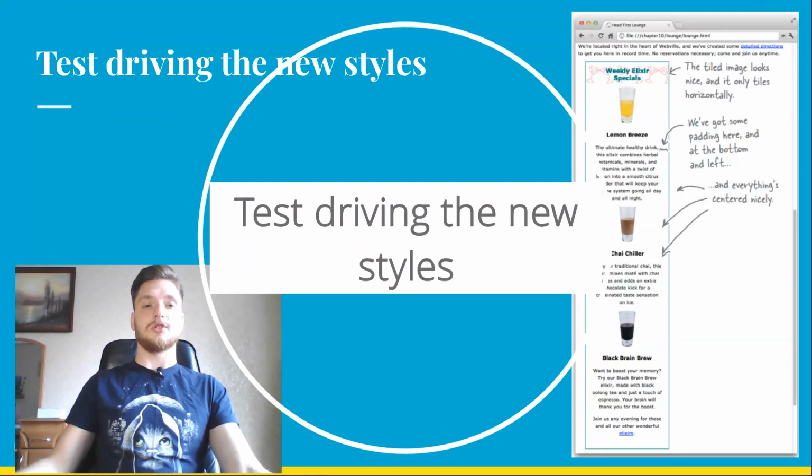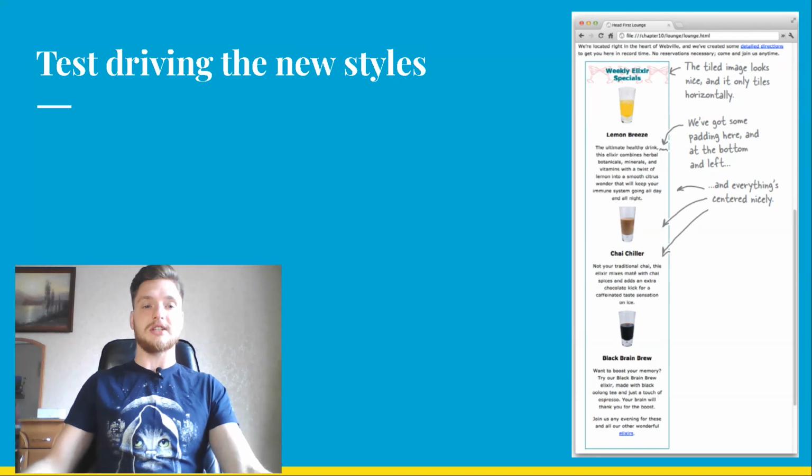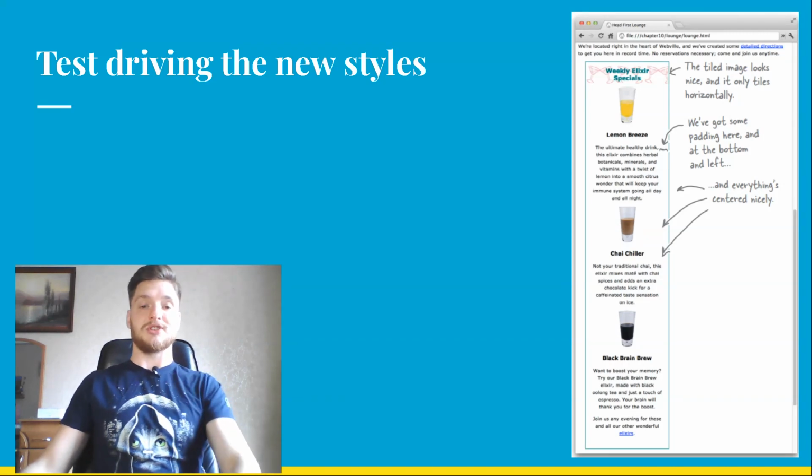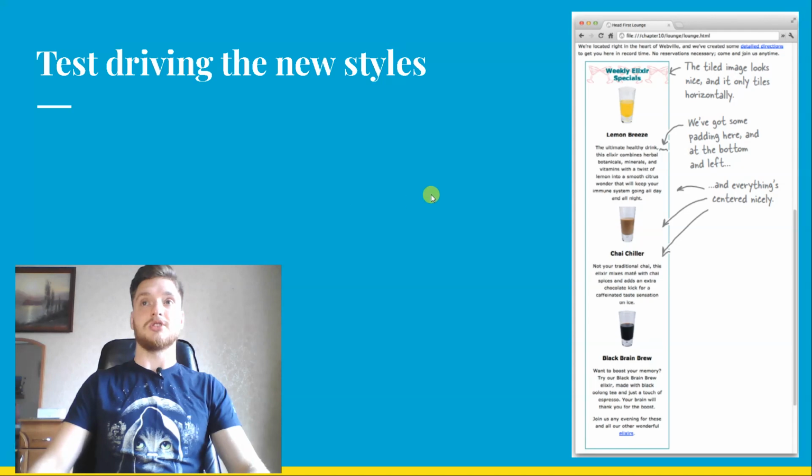Now it's time to add those new properties to your lounge CSS file and reload the page. Let's check out the changes. The headings, the images, and the text are all centered in the div, and have a little more breathing room now that there's some padding in place. We also got a little decoration at the top with a tiled cocktail image. The tiled image looks nice and tiles horizontally. We've got some padding on the bottom and the left and everything centered.